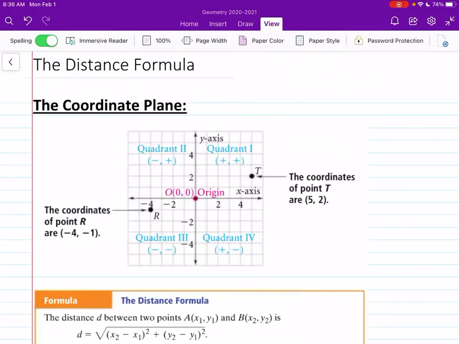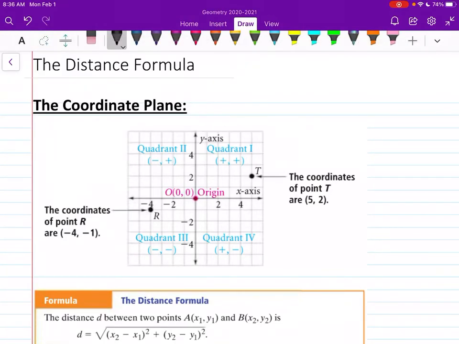Hello, for today's lesson we are talking about the distance formula. So let's go through a little reminder about the coordinate plane just to make sure we're all on the same page. When we look at the coordinate plane, we can divide it into 4 quadrants and we go around counterclockwise, where quadrant 1 is where I have all positive coordinates. Quadrant 2, the x's are negative, the y's are positive. Quadrant 3, negative, negative, and quadrant 4, I have positive x's and negative y's.